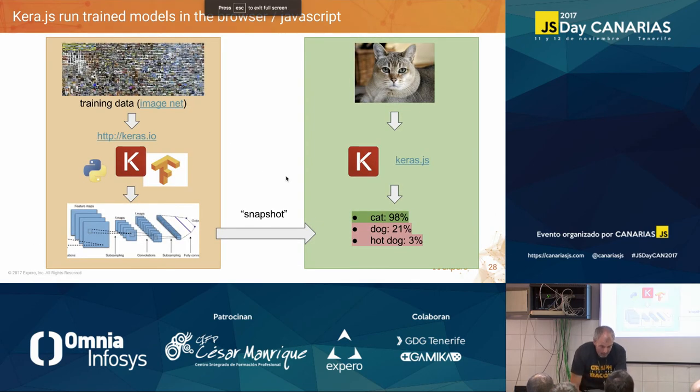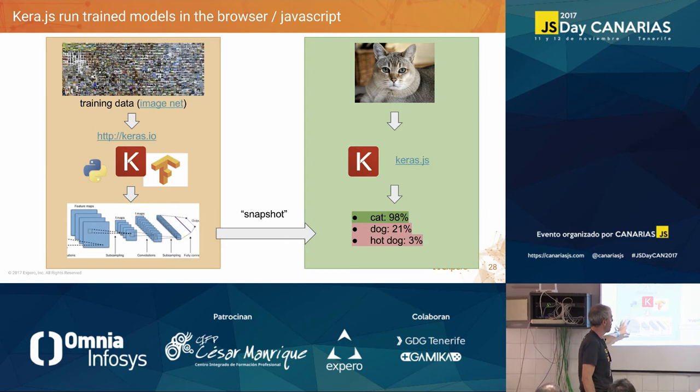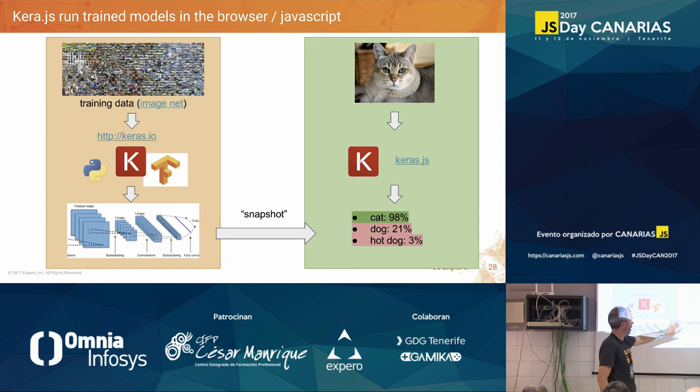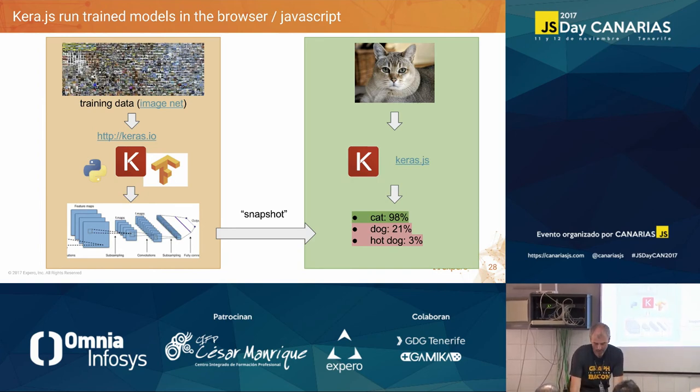So, yeah, I've just explained it, haven't I? So this is what I just explained. You can take advantage of all that training, this massive architecture that some really smart people have already figured out for you. And you just load one of those snapshots in, and immediately you're dealing with cat photos.